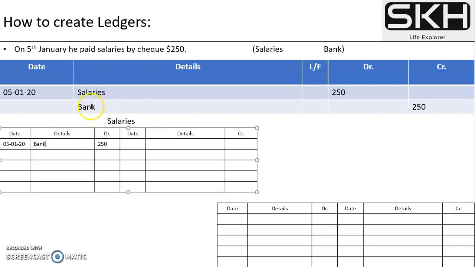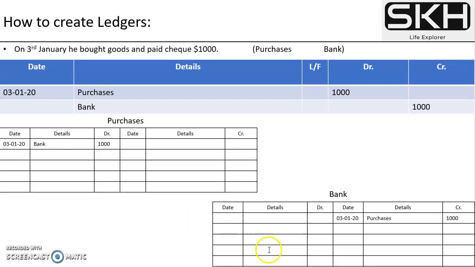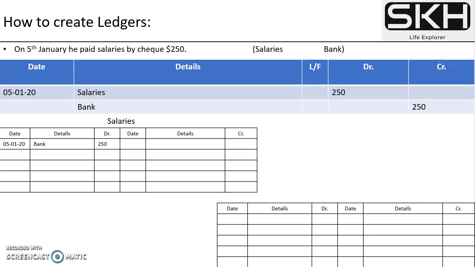Now for bank, this is another transaction for bank and we have created bank already, so we don't need to create it again. Instead I'll go to my bank account. I will write the date here, 5 January 2020, and the reason is salaries by 250. So you saw that I did not create another bank account. So the bank account is created one time. If any transaction comes, it will go there.